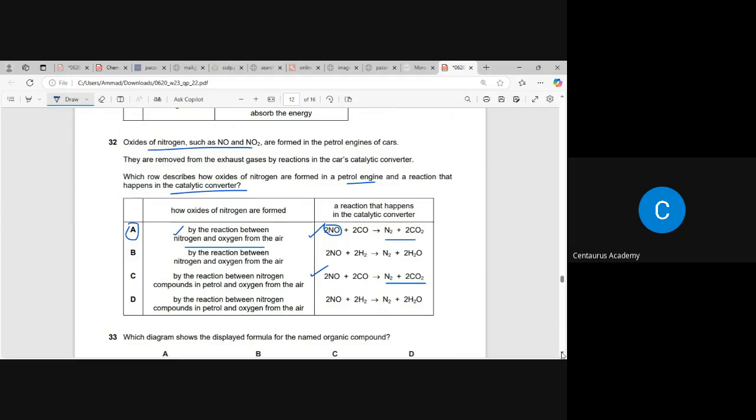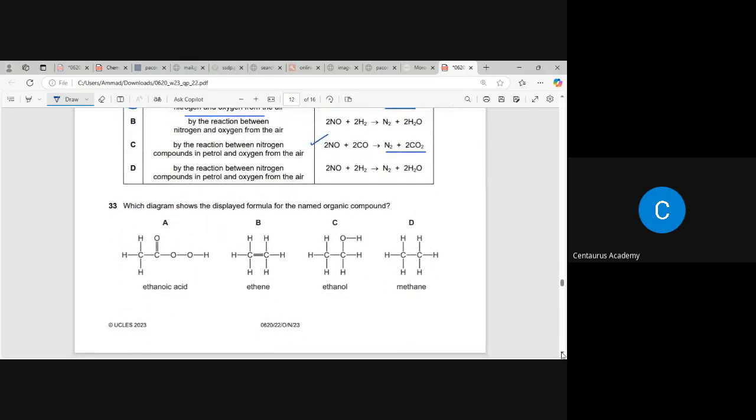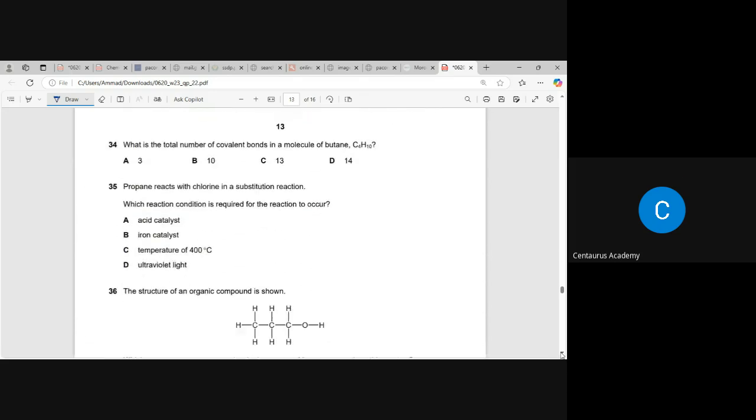The next question says, which diagram shows the displayed formula for the named organic compound? So it's the named organic compound and the correct formula you have to look into. I think by now, just by looking in one go, we can see that C is the right answer, right? Methane is one carbon, ethene is C2H4, hydrogens are not correct. Ethanoic acid must have C double bond O H, one extra oxygen is placed here, which is completely incorrect.